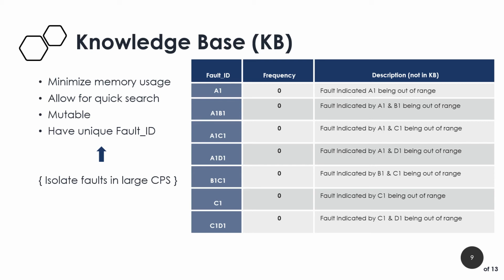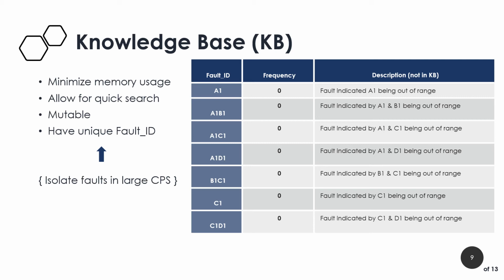Now we can see that there is a fault ID and there is the frequency of occurrence. Now this is just a description of what it means, right? For example, A1 means that a fault indicated by A1 is out of range, right? And A1, B1 means A1, B2 are out of range, and you can see the frequency of occurrence that happens here in the knowledge base.